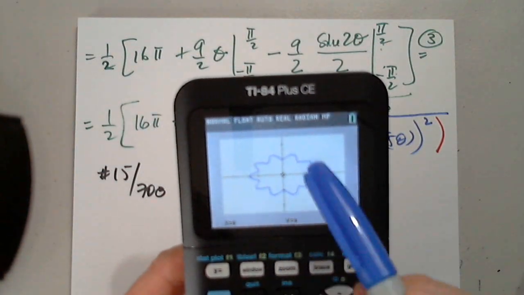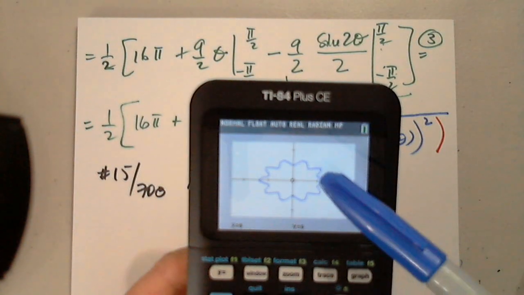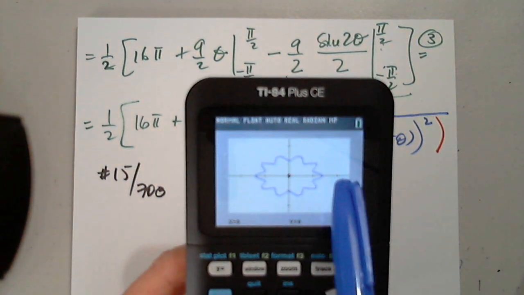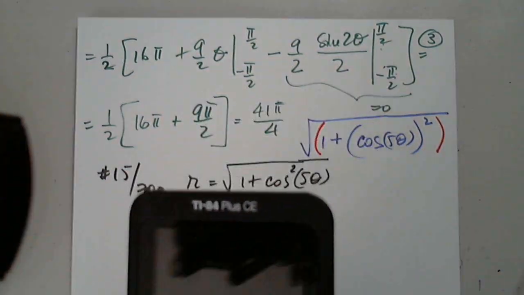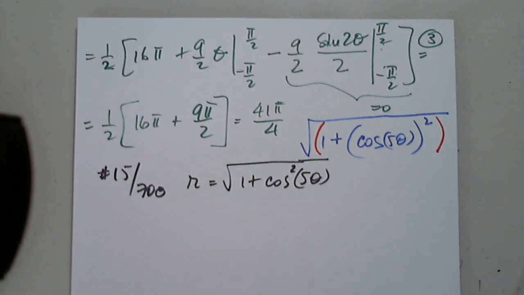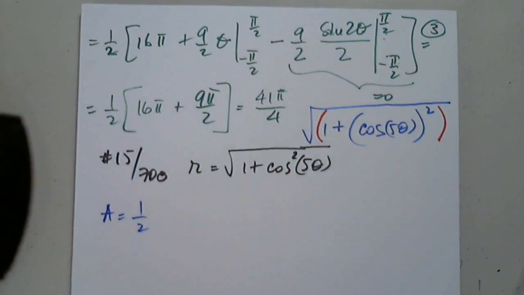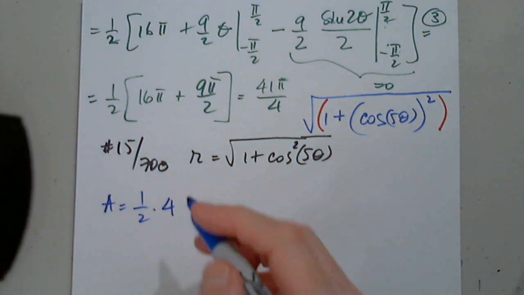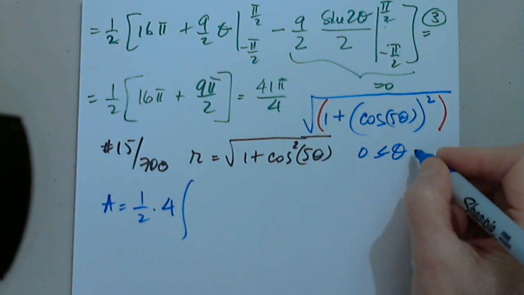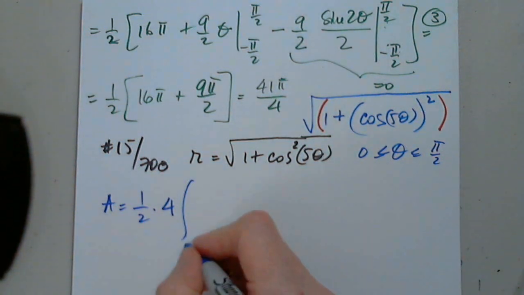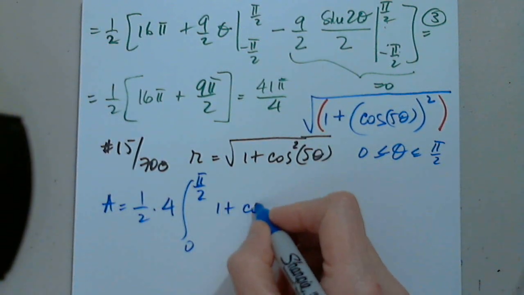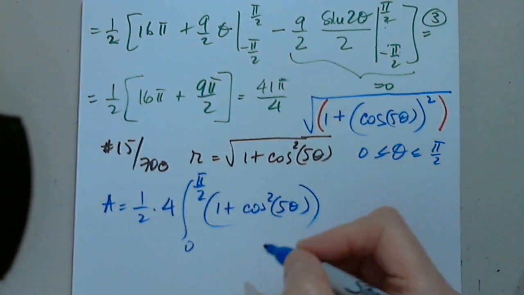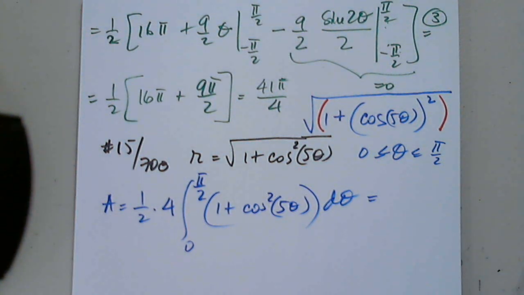So as you see, this is a symmetric curve, so all I have to do is multiply by 4, and obviously this angle here is 0, and this angle here is pi over 2. So I will conclude that the area equals 1/2 times 4 of those because theta goes from 0 to pi over 2, of this expression squared, which is 1 plus cosine squared of 5 theta, d theta. So let's calculate this integral and see what we get.